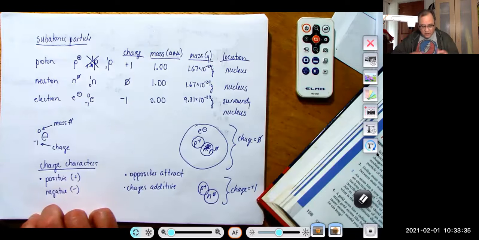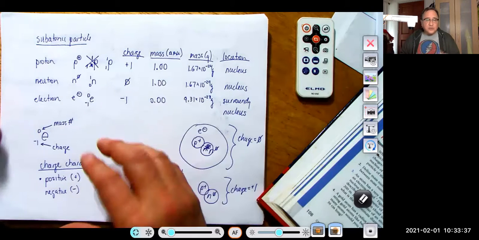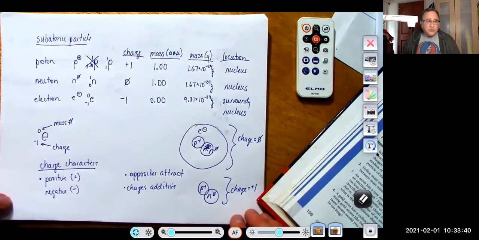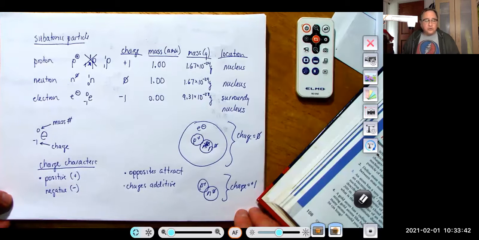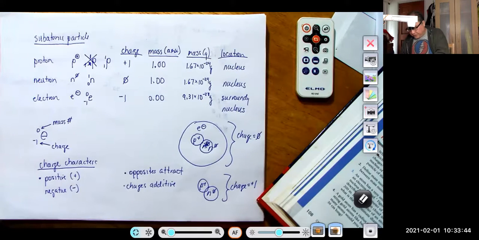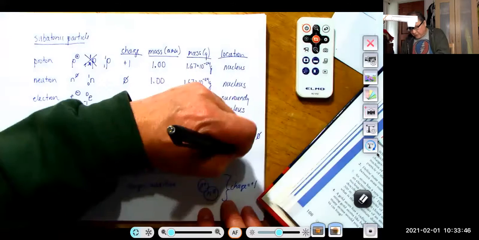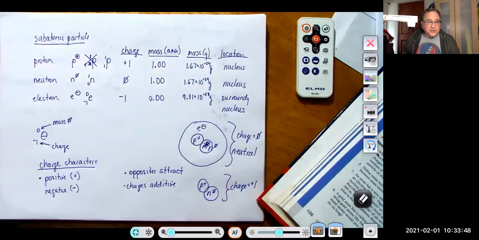Now, we are going to assume that unless we know otherwise, the atoms we're talking about are neutral. Neutral means no charge, or zero charge more specifically. So if we are talking about neutral atoms, how many protons are there relative to the number of electrons? And the answer is the same number.